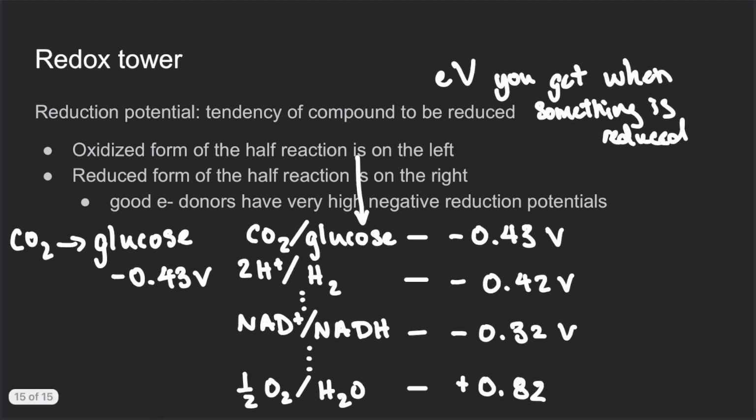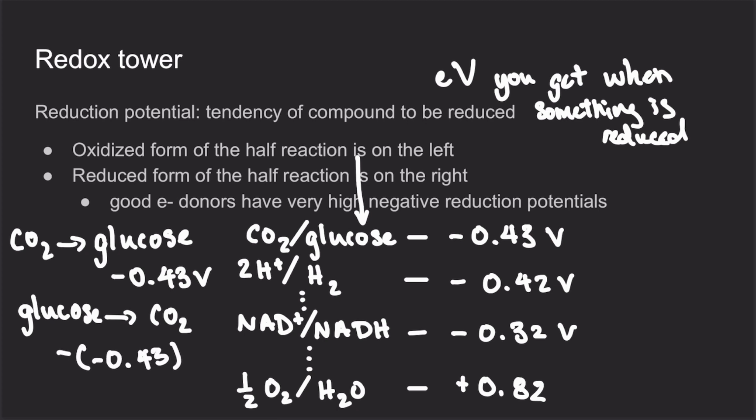But if we go glucose to CO2, remember it's the opposite. We're going the other way, so it's a negative 0.43 volts. So that's equal to 0.43 volts. Now we have a positive voltage. So when we oxidize glucose, turn it into CO2, we get a positive voltage that we can then use for other things.